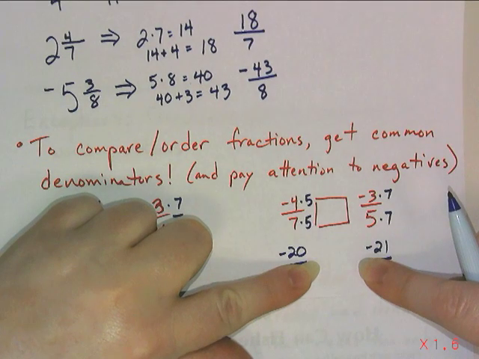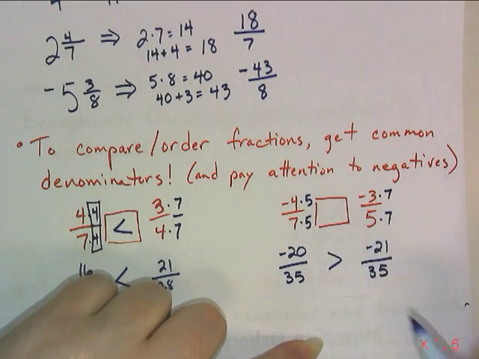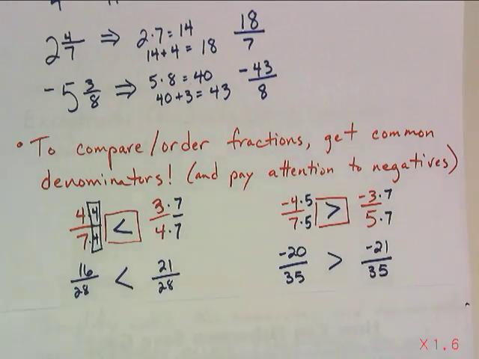Which of those is farther to the right? And since these are both on the negative side of 0, which one of these is closer to 0? Oh, that's -20. So -20/35, or in other words, -4/7, is greater than -3/5.